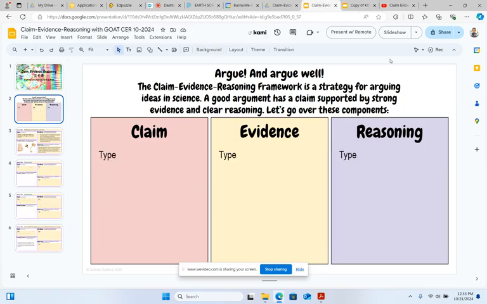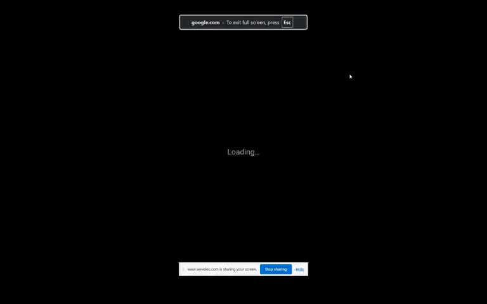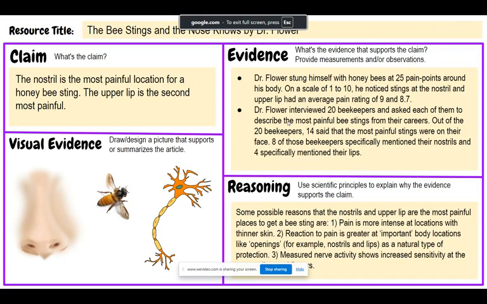So I'm going to have you take a look at a sample here. Once I can figure out how to do it, here we go. The first sample CER is called The Bee Stings and the Nose Knows by Dr. Flower. So what's the claim? The claim is the nostril is the most painful location for a honeybee sting. The upper lip is the second most painful. Okay, that's a claim being made.